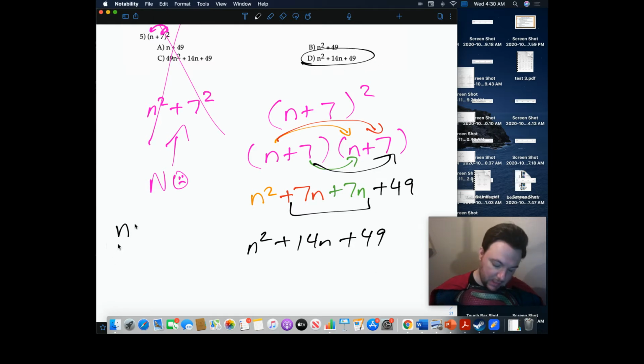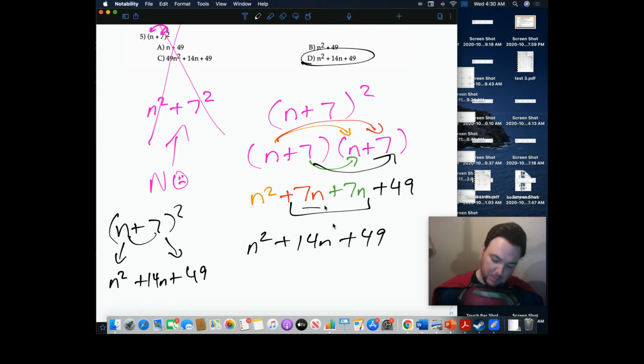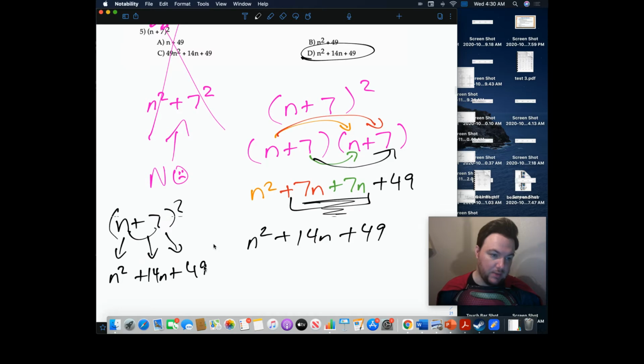Also, we did say that this is a special case, which says square the front, square the back, multiply these together times 2, and there's your answer. And this is being illustrated here, right? You doubled the middle. So if you saw that, kudos to you, because that is definitely correct as well. That's a great way of solving this. But in any case, the answer to number 5 is D.